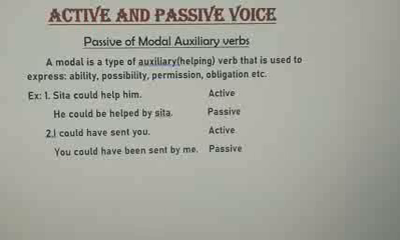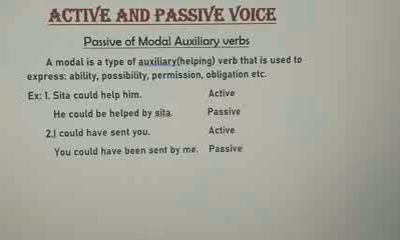In the first sentence, Sita could help him, you can see that the first form of verb, help, is being used after the modal auxiliary verb could. Now let's come to the next example: I could have sent you. In this sentence, the third form of verb, sent, is being used after the modal auxiliary verb could have. Now we should see the passive form of these two sentences. The first one is, he could be helped by Sita, and in the second, you could have been sent by me.